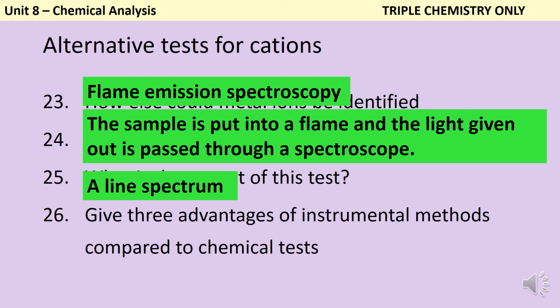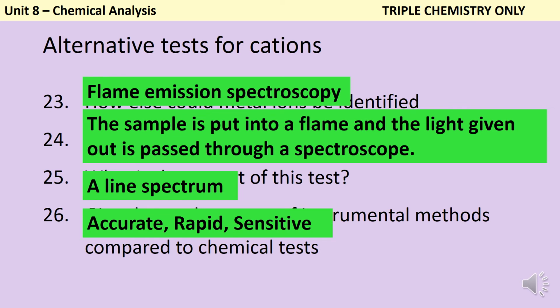Three advantages of using an instrumental method like flame emission spectroscopy compared to chemical tests are that they're very accurate, they're very rapid, so very fast, and also very sensitive, so they can detect tiny amounts of a substance, whereas if you did a flame test and looked at it yourself as a human, you're not that sensitive. You can't see if there's only a very small amount of the compound in there.